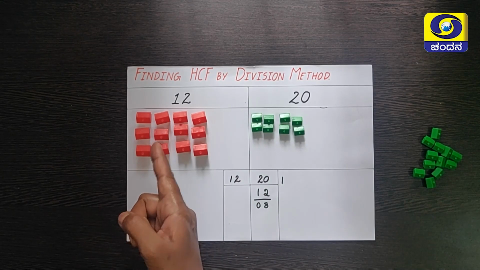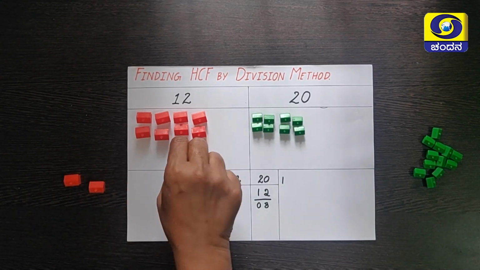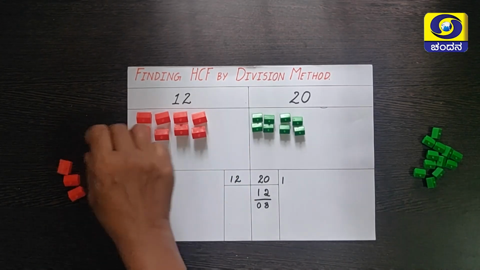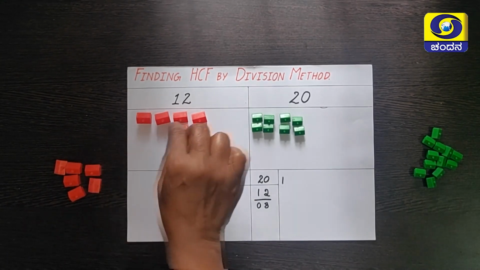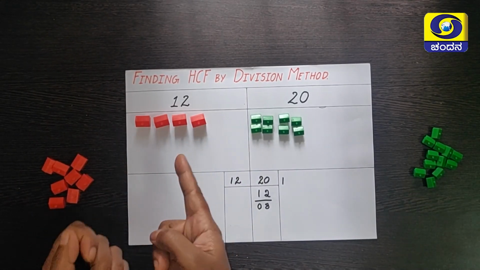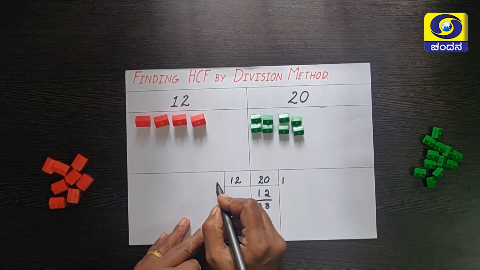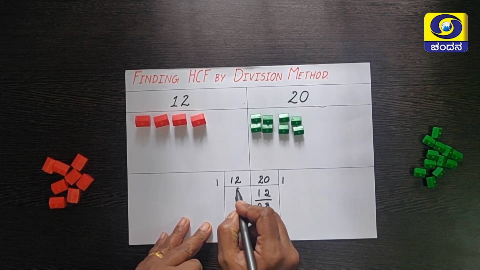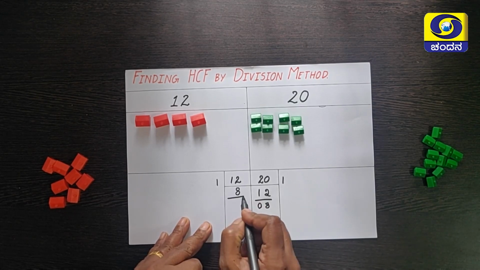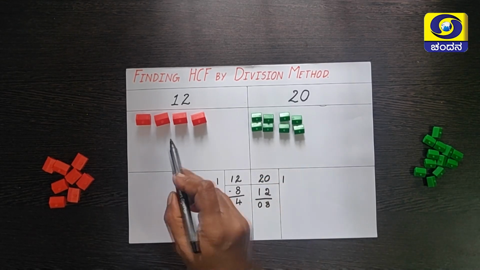Now remove 8 from here, children: 1, 2, 3, 4, 5, 6, 7, 8. So how many are left over? 4. So do this division. 8 ones are 8, this is the quotient. 12 minus 8, 4. See, here 8, here 4.